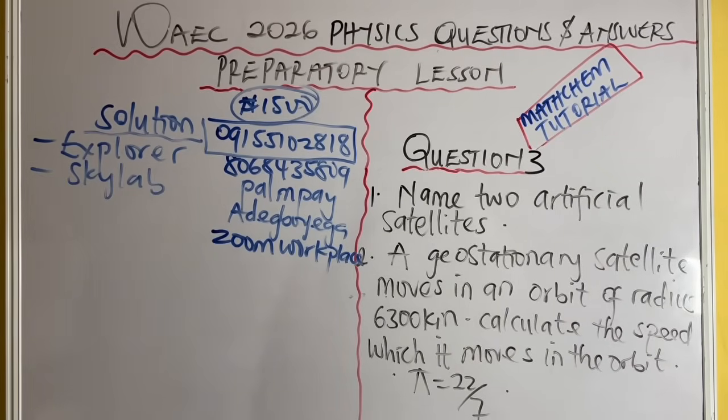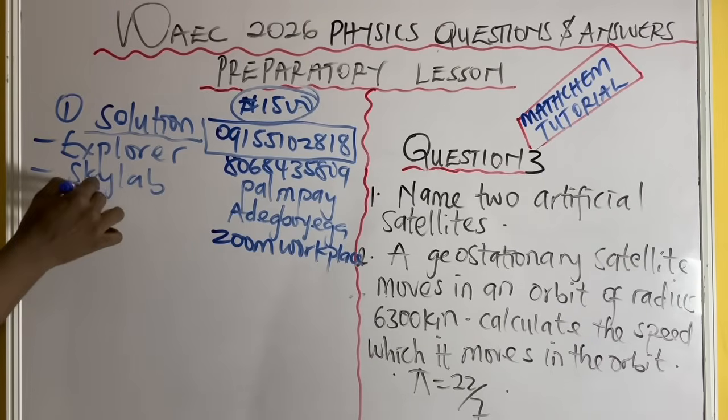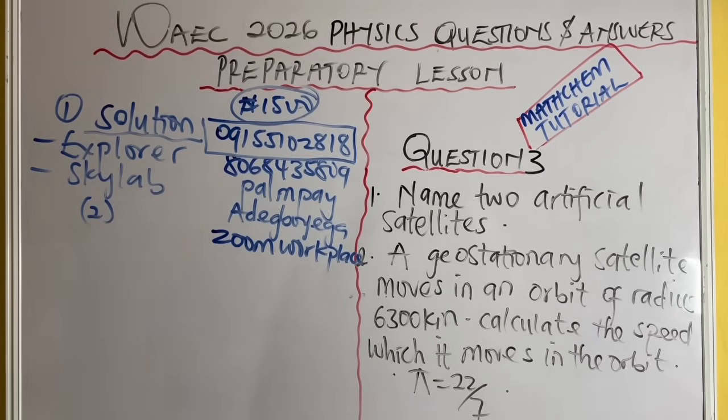So these are the 2 common artificial satellites we have. Now for the second question, a geostationary satellite is already there, so you have to calculate the speed. Calculating the speed and velocity, the unit is meter per second.